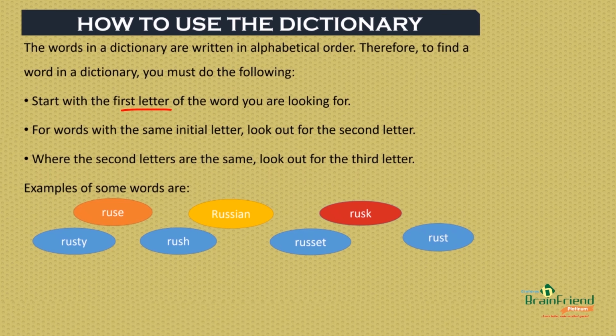And for words that have the same initial letter, like rules and Russia, we must look out for the second letter. And where the second letters are the same, look out for the third letter. Now, let's take a look at these examples here, and I will show you how we can look out for these words. We have ruse, Russian, rusk, rusty, rush, rosette, and rust.